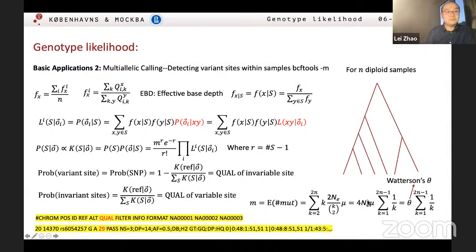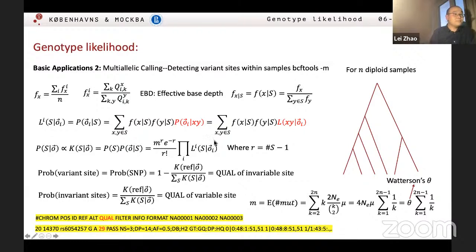If you simplify this formula, you can get this kind of thing. And this one is very famous, which is called Watterson's theta, and it can also be inferred from the sample by pairwise comparison. And this is a harmonic sum over the number of branches. All this actually means the expected number of mutations that occur. So we assume that the mutations occur following a Poisson distribution. So this part is a Poisson distribution.